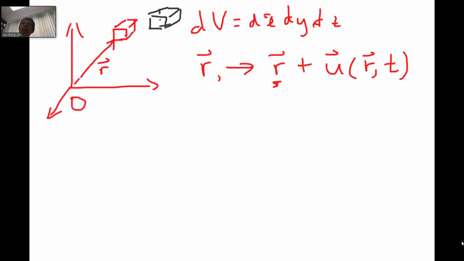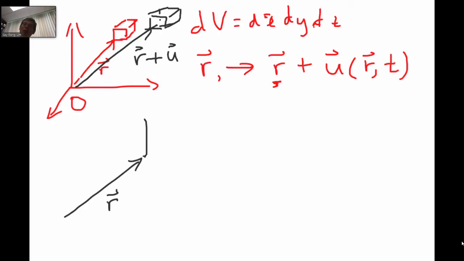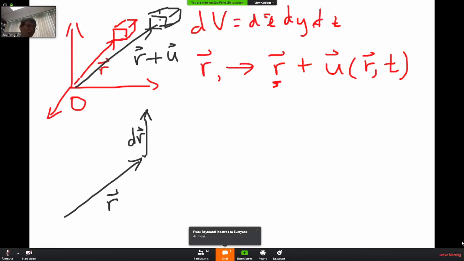So the picture you might have is that after the distortion, it moves to something like this. So this is R plus u. This is how we would describe u. Now, let's take this point R, and you think of some neighboring point R plus dr. Then this point R is distorted by adding u.